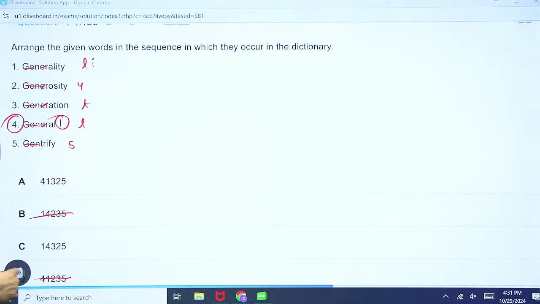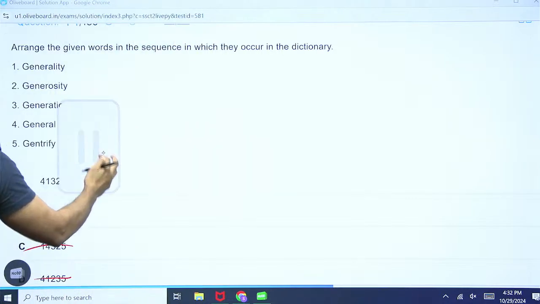Right answer should start with 4 and hence C is cancelled. Option A is the right answer. Only option A is the right one. Is it clear? Let's move on to the next one.